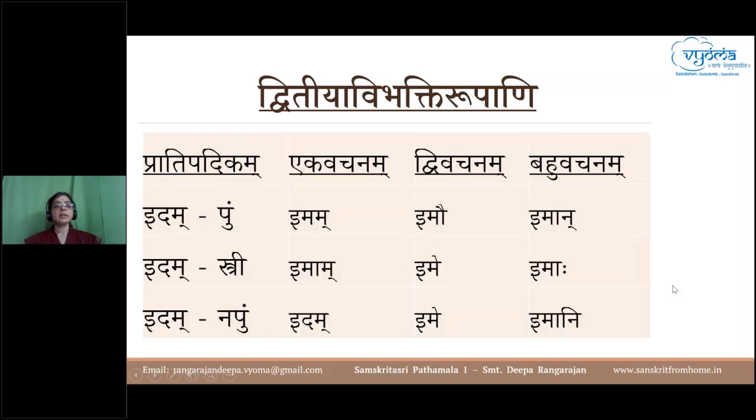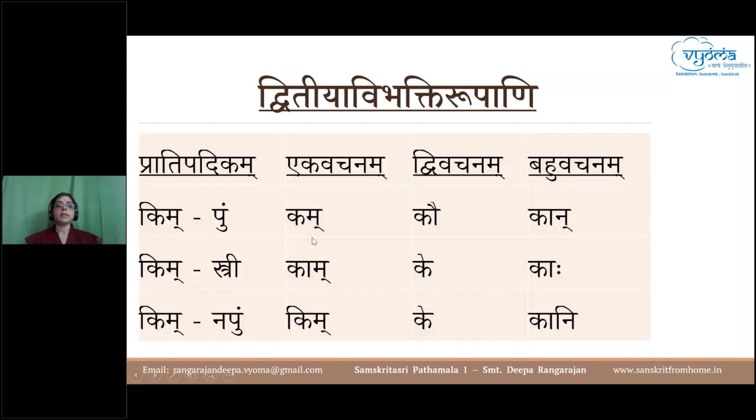Next we saw the Idam Shabda. For Idam, Ayam becomes Imam. Ayam, Imau, Ime becomes Imam, Imau, Iman. For Strilinga, Iyam, Ime, Imaha becomes Imam, Ime, Imaha. And for Napumsakalingam, Idam, Ime, Imani. Idam, Ime, Imani is the same as Prathama Vibhakti. These are the Dvitiya Vibhakti Rupani. You can memorize them along with the Shabdas when we learn the Shabdas. Just now become familiar with this. That's all.